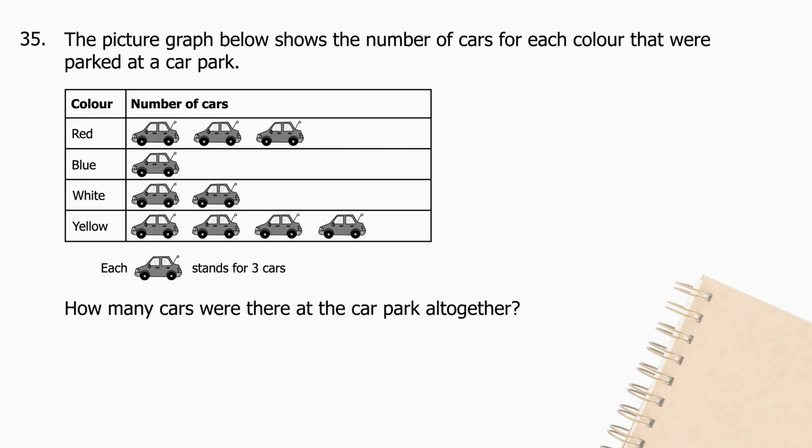Question 35. The picture graph below shows the number of cars for each color that were parked at a car park. How many cars were there at the car park altogether?